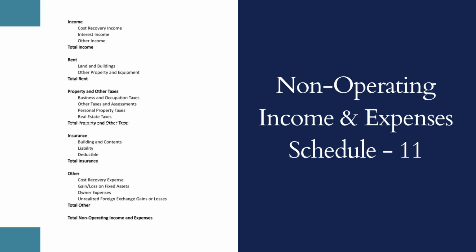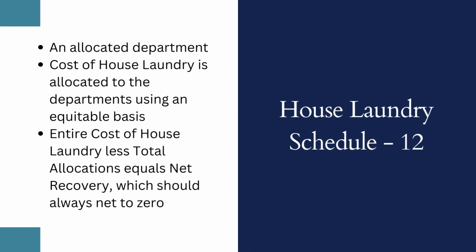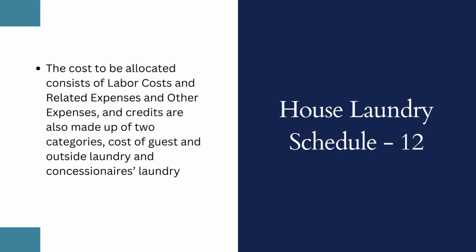Progressing further, we encounter Schedule 12, House Laundry. Envision a complex puzzle where the costs of house laundry interlock across various departments based on their usage. This puzzle comprises labor costs, other expenses, revenue from guests, and external laundry services, all converging to present a holistic perspective on the expenses tied to maintaining the hotel's linens and textiles in a fresh and clean state.